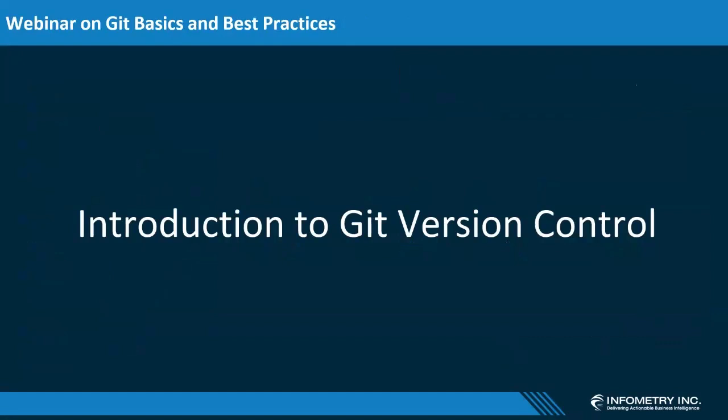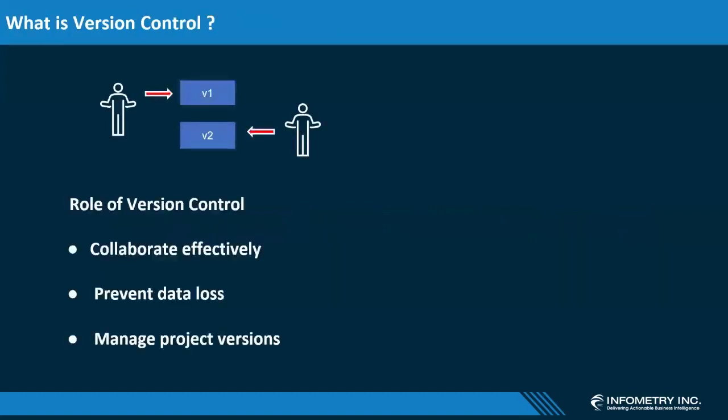Introduction to Git version control. Git version control allows individuals or teams to collaborate effectively by maintaining a history of changes, preventing data loss, and facilitating the management of different versions of a project. What is version control? Version control is the tool that enables developers to track and manage changes made to the source code, documents, or any type of files over time. We are going to explore how version control software helps teams collaborate effectively and manage project changes, whether you are using a centralized or distributed version control system.